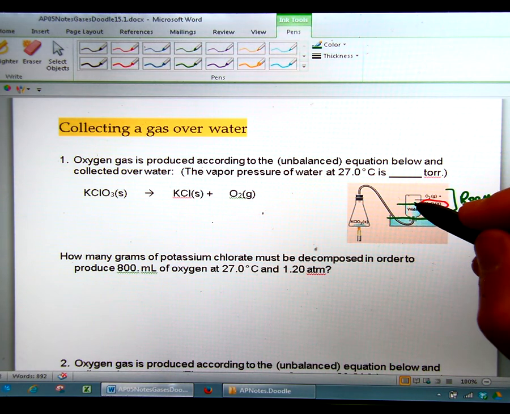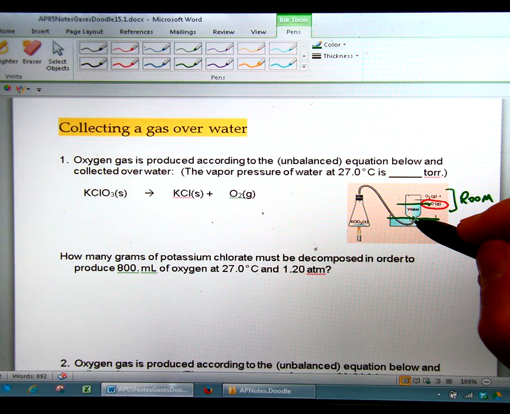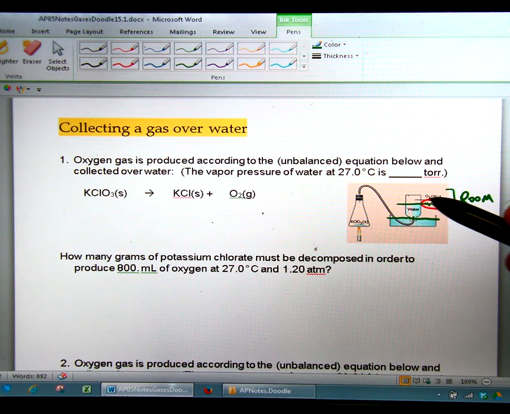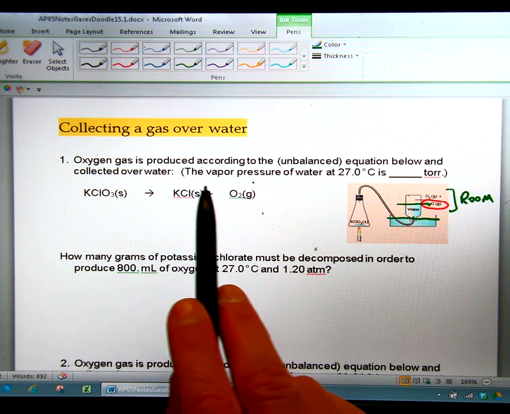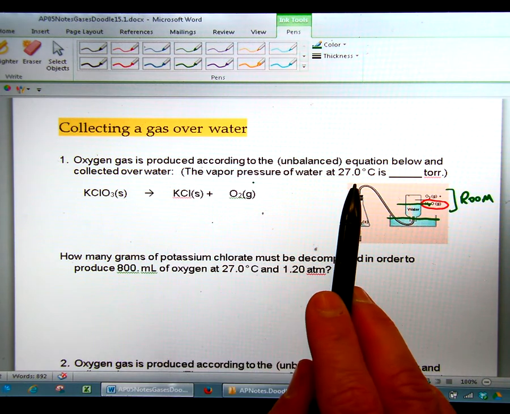You would have to push the jar, the inverted jar, underneath the surface of this water until these two levels were the same. And when these two levels are the same, the pressure inside is the same as the pressure outside. So the room pressure will be the sum of the oxygen and the water vapor together. So in this problem, we have oxygen gas produced according to the unbalanced equation below, collected over water, the vapor pressure of water at 27 degrees. You'd have to look that up on a chart, which I'll show you in a minute.